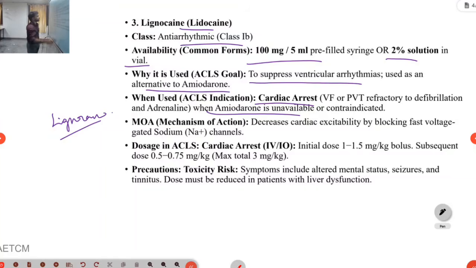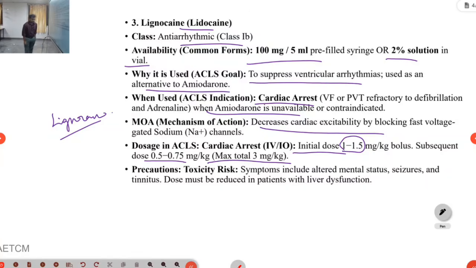Okay, then mechanism of action: it will decrease the cardiac excitability by blocking fast voltage gated sodium channels. So this is the mechanism of action. And dosage in the case of ACLS, especially in the case of cardiac arrest, by the IV or intraosseous route of drug administration, initially you can give 1 to 1.5 mg per kg body weight of lignocaine as a bolus, followed by the next dosage of 0.5 to 0.75 mg per kg body weight, and the maximum you can deliver is up to 3 mg per kg body weight.